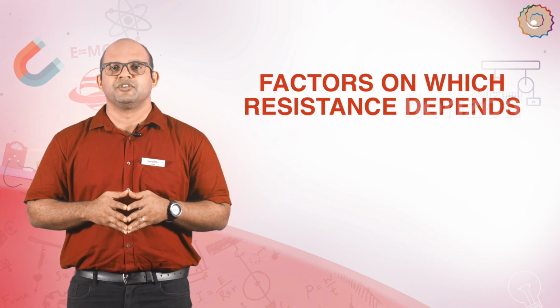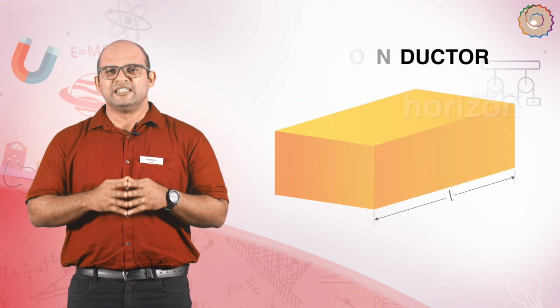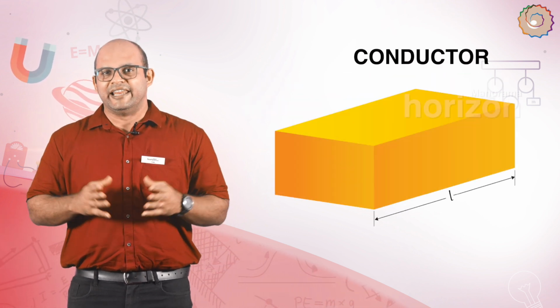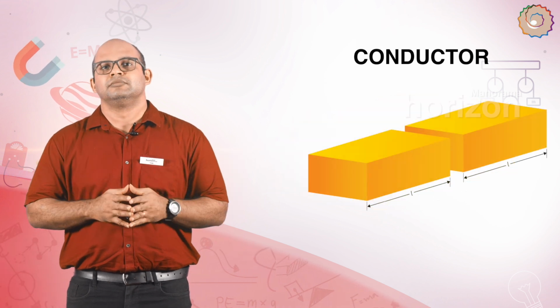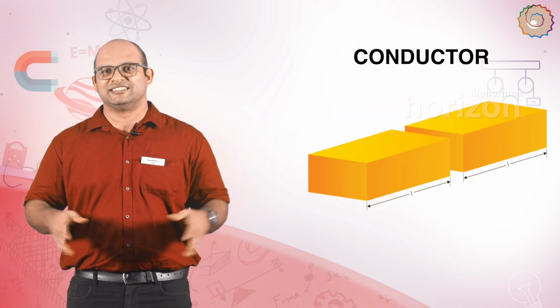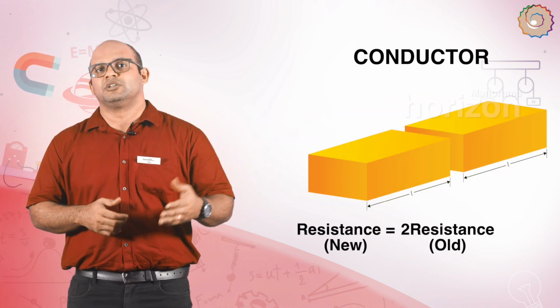Factors on which resistance depends. It has been seen experimentally that if the length of a conductor is doubled, all other dimensions remaining the same, the resistance is also doubled.